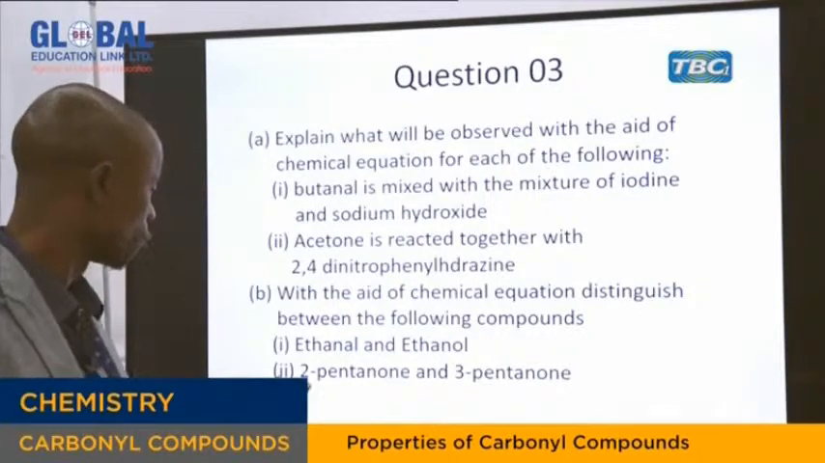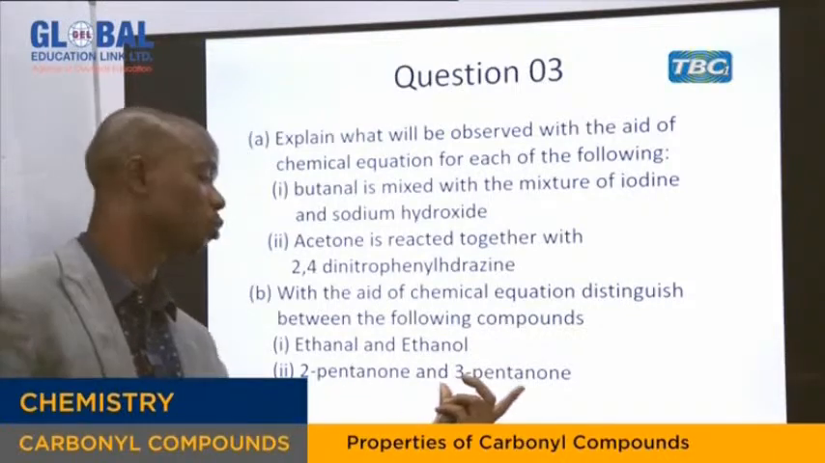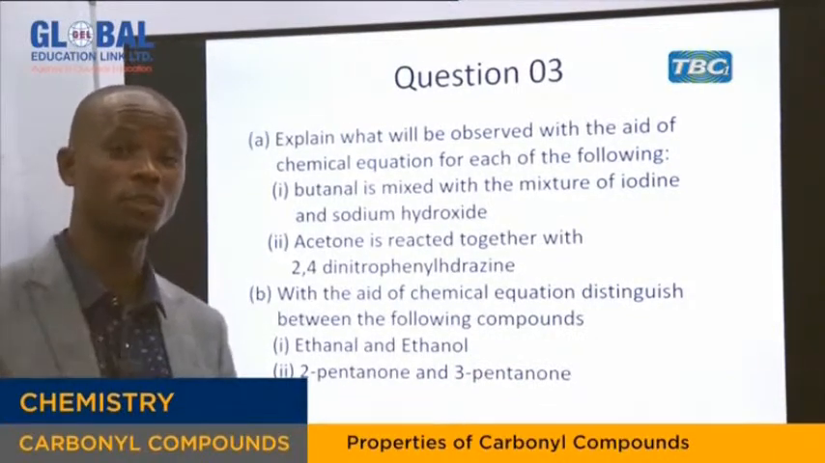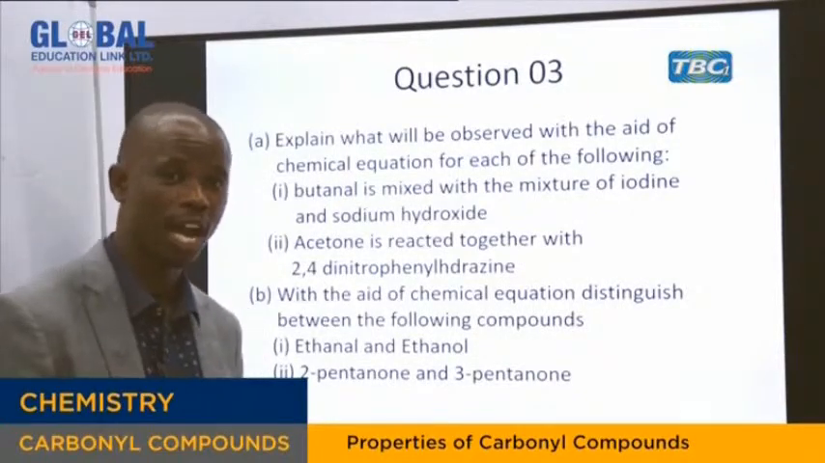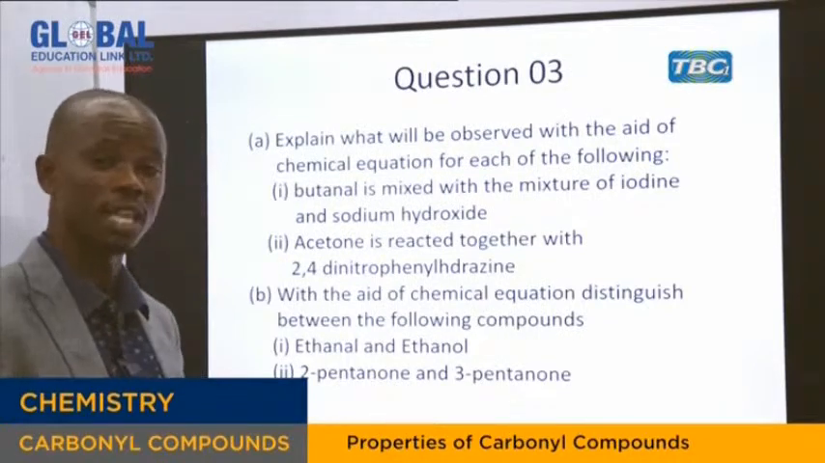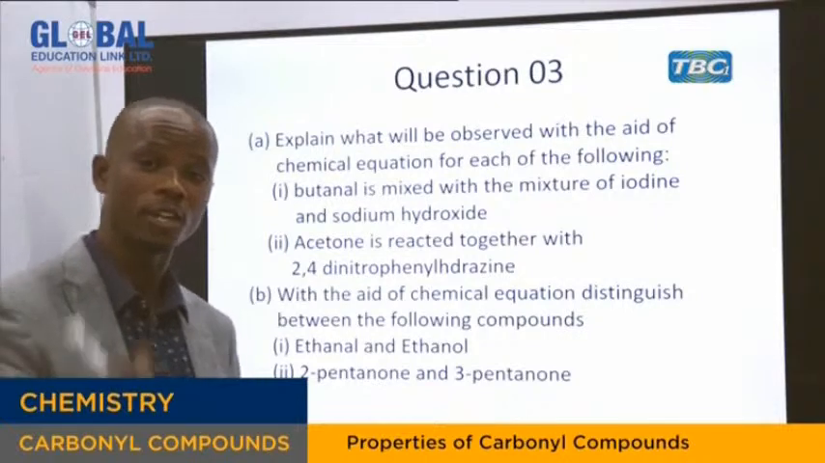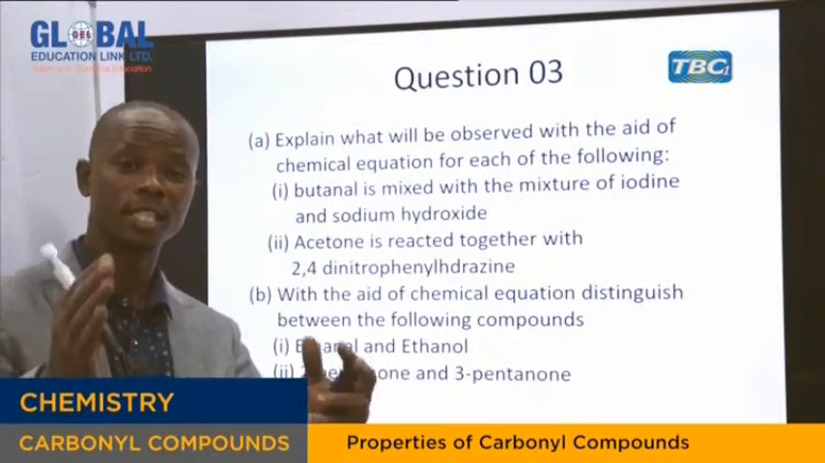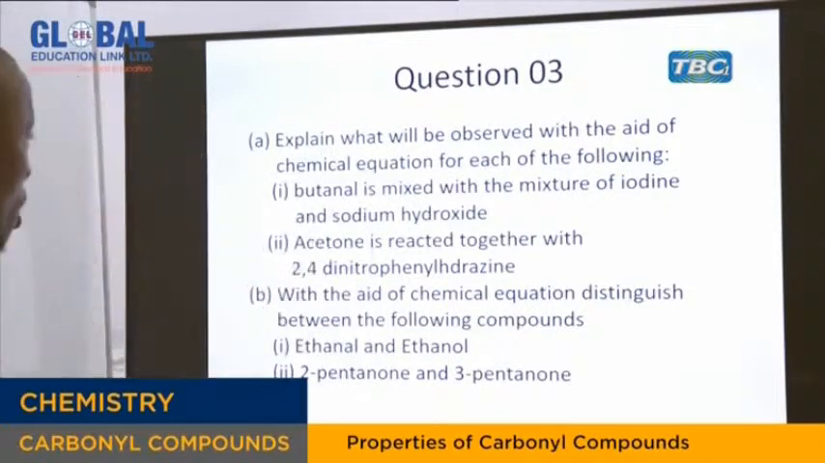There you are: 2-pentanone and 3-pentanone. These are the two ketones. How can you distinguish between ketone and ketone, my dear students? It is very simple. I have given you an alternative way of solving this problem. You can use the iodoform test. You just write the structure of the compound and see which one contains the terminal methyl group. That one will give a positive iodoform test. So you can try to do those questions.